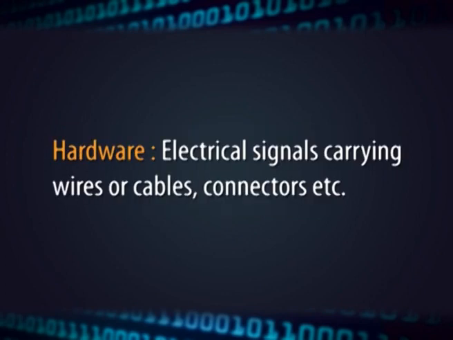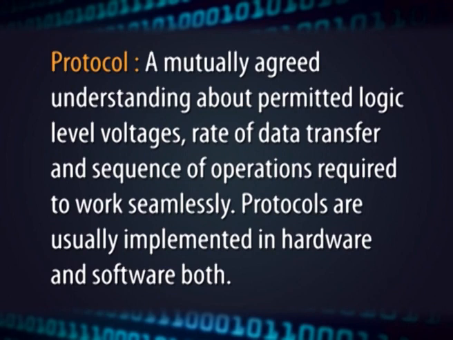1. Hardware. Electrical signals, carrying wires or cables, connectors, etc. And 2. Protocol. A mutually agreed understanding about permitted logic level voltages, rate of data transfer and sequence of operations required to work seamlessly. Protocols are usually implemented in hardware and software both. An interface transfers data from one block or device or module or a domain to another similar entity in a fast and efficient manner without any error.